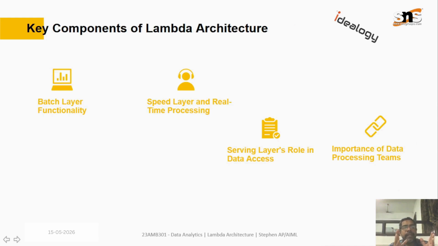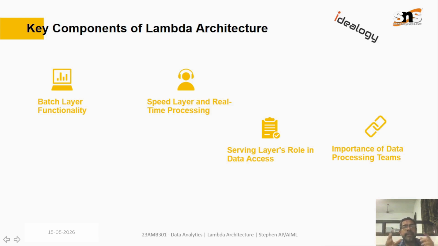Number one is the batch layer. As I said earlier, the batch layer does batch processing. You have already heard this word, batch processing, in operating systems, where the relevant processes are grouped together and put into the scheduler. In the same way, the batch layer works on big data.